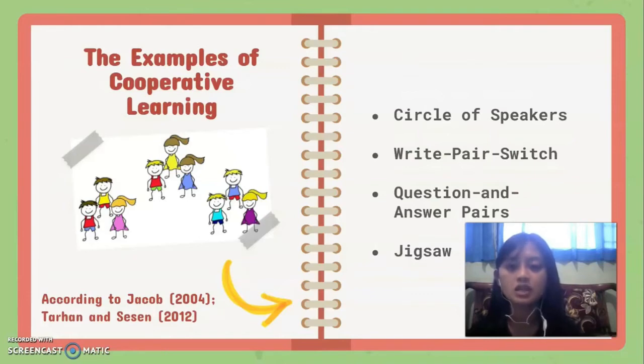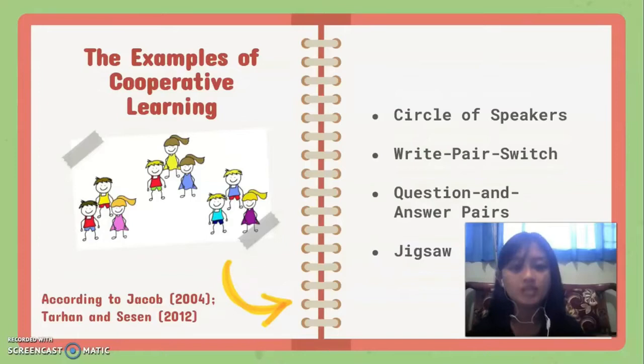So the first is circle of speakers. This consists of 2 to 4 students who take turns to speak and can do so repeatedly in the group. And students must also listen, take notes, and give questions or feedback to their group friends. And then the teacher randomly selects several students to re-explain what they have discussed with their group friends. And this technique can be used by students in turn when writing, or they can write and speak at every opportunity.